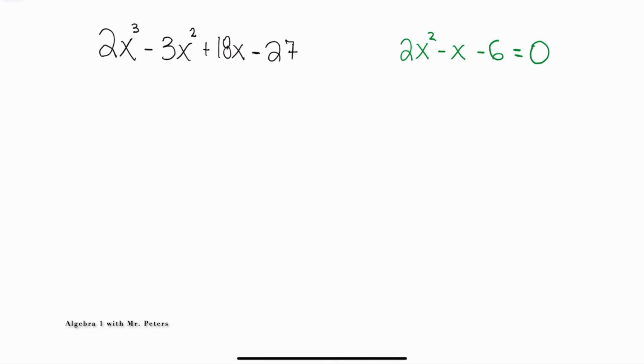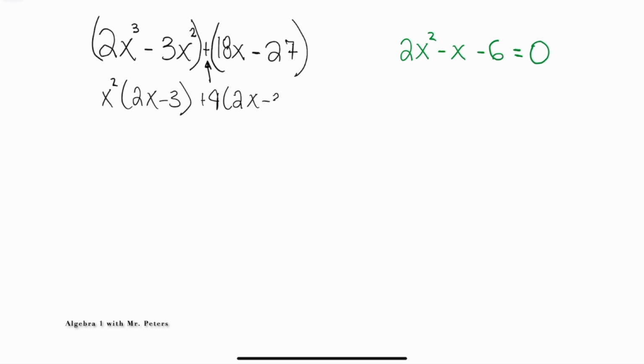Method number 5 is going to be group factoring. So we come in here and we're going to separate the first two terms and the last two terms. Just be mindful that if this is a negative sign, do not group it inside the parentheses. It needs to stay outside, or we're going to get the wrong sign when we factor. So we're going to take out an x squared in the first set of parentheses and we're left with 2x minus 3. And in the second parentheses, we're going to pull out a 9, which will give us 2x minus 3 in the parentheses. So when we combine our answers, we'll have 2x minus 3 times x squared plus 9.